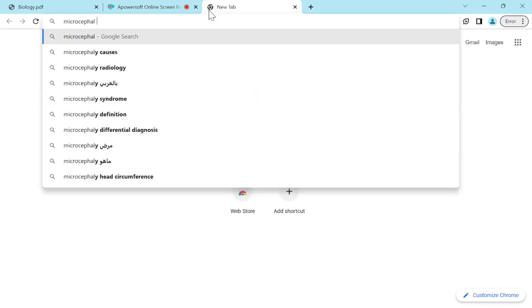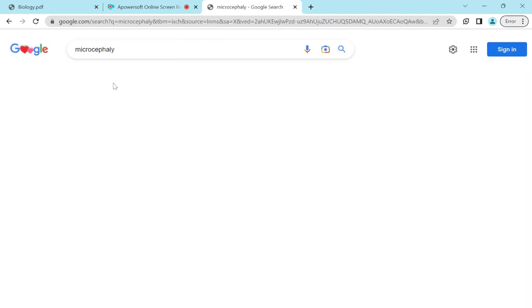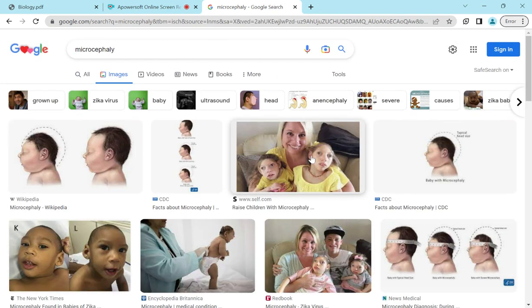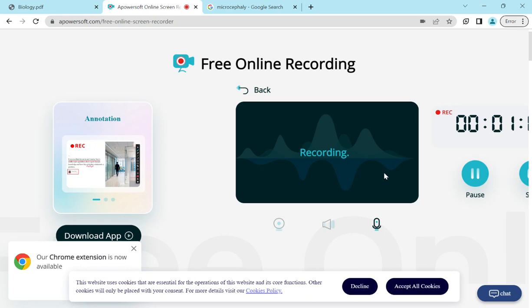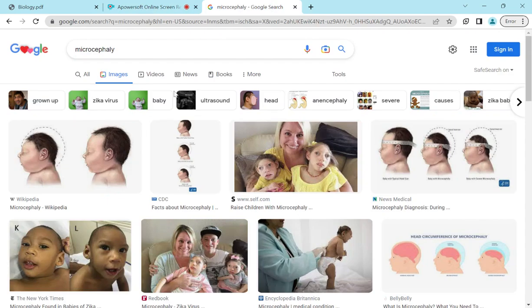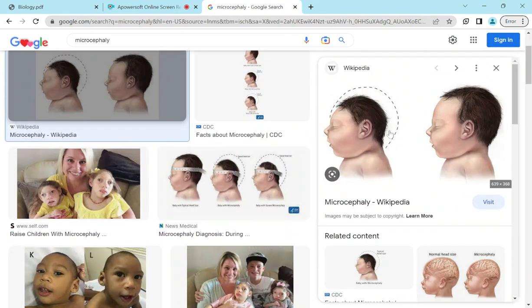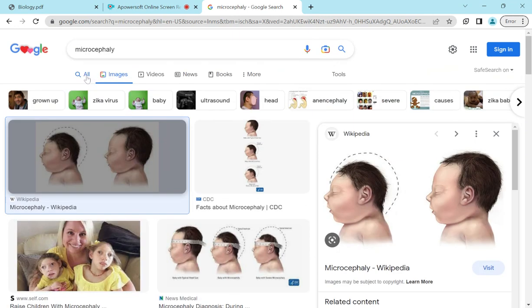Let me just show you a picture of it. Microcephaly. Okay, let me see why is this in Arabic. Yeah, all right. So here you can see the images. This is the normal head size. It should be this much, but the head size is smaller.